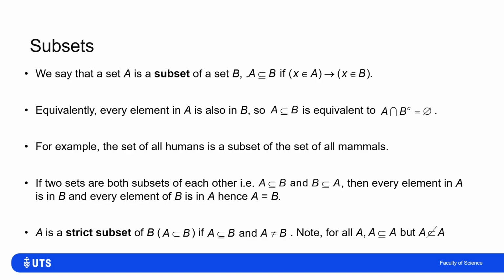So it doesn't matter what A is, everything is a subset of itself. So A is always a subset of A, whatever A is. By definition, everything in A is in A. But A is never a strict subset of itself.